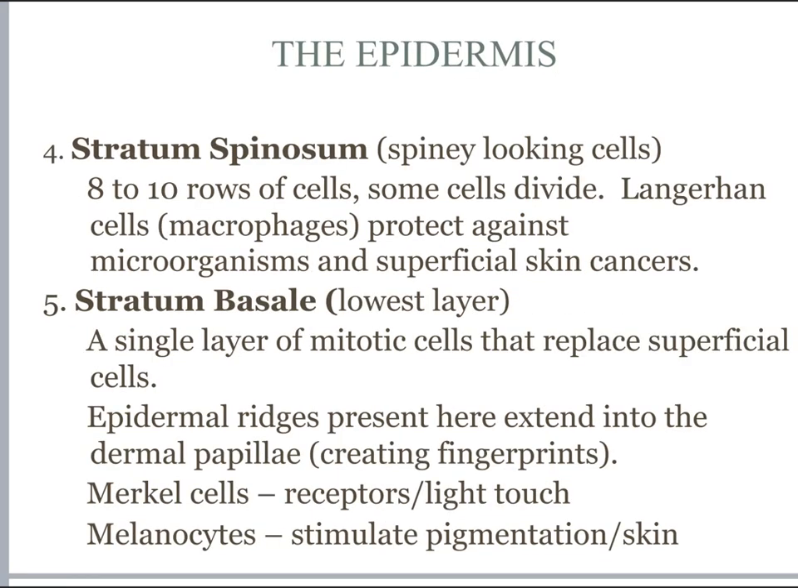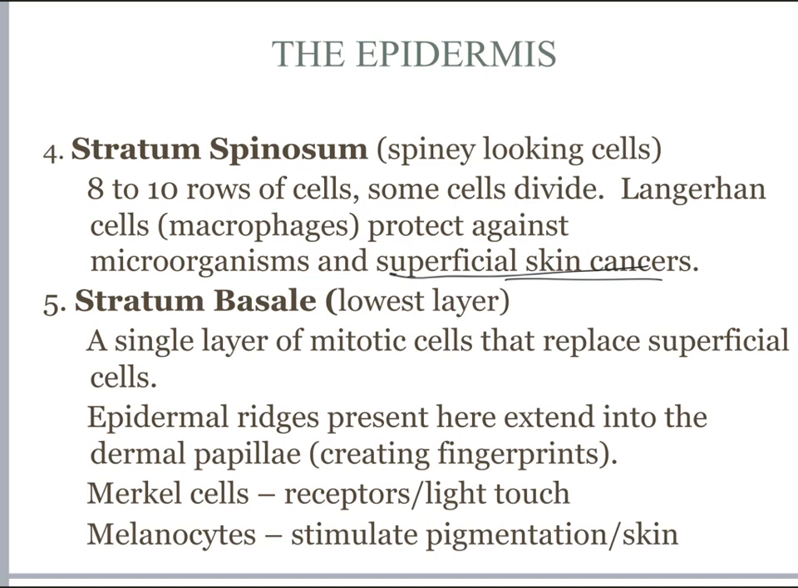Our next layer, 4th layer, is the stratum spinosum, that spiny looking cellular layer. 8 to 10 rows of cells. Some cells here can divide. We have our Langerhans cells, our macrophages that we saw previously, which are protecting against microorganisms, as well as superficial skin cancers. Our lowest layer, our stratum basale, is one single layer of mitotically active cells that replace all the cell layers superficially or above it.